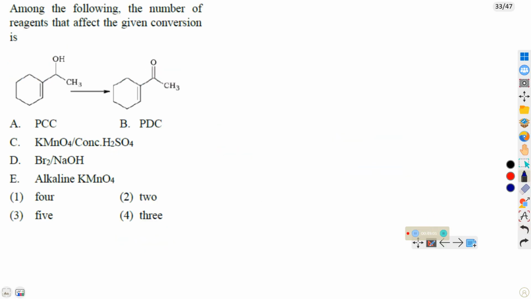Following the number of reagents that affects the given conversion. This is 2 degree alcohol. 2 degree alcohol converted to ketone. That means weak oxidizing agents PCC, PDC are affected. KMnO4 with H2SO4 does not affect. Why? Because this is a very strong oxidizing agent.